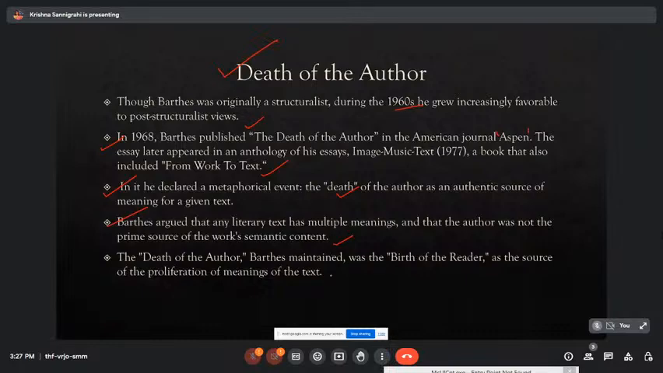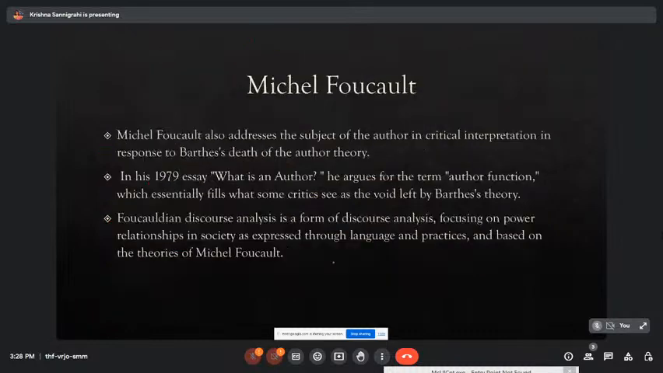However, Barthes brings in the idea of the death of the author, and he says that any literary text has multiple meanings, meaning there are many meanings, not just one meaning. And the author is not the prime source of the work's semantic content. So what happens with the concept of the death of the author? Barthes is actually pointing to the birth of the reader, the reader as the source of the proliferation of the meaning of the text. So it gives us a reference to what? To the concept of reader-response criticism as well.